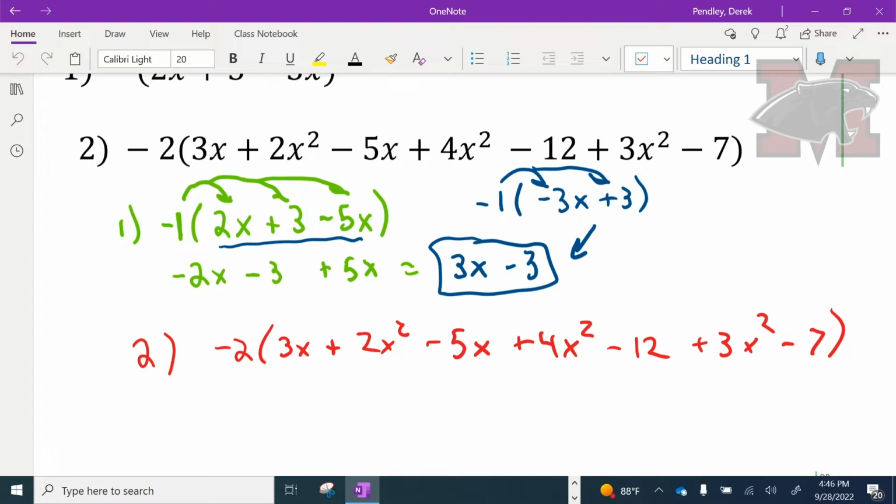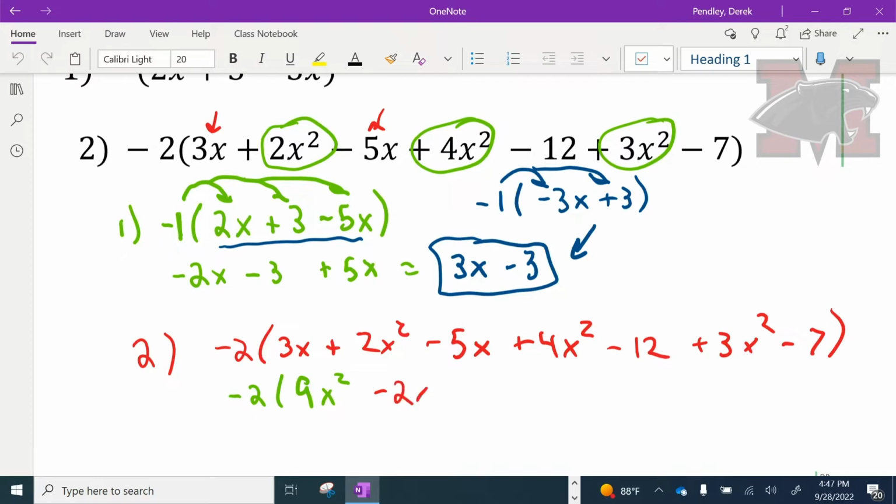So I have 2x squared, 4x squared, and 3x squared. So 2 plus 4 is 6, 6 plus 3 is 9. So I have negative 2 times a 9x squared. Then I have my x's. I have 3, negative 5 gives me negative 2x. And then I have my numbers, negative 12, negative 7 gives me negative 19.